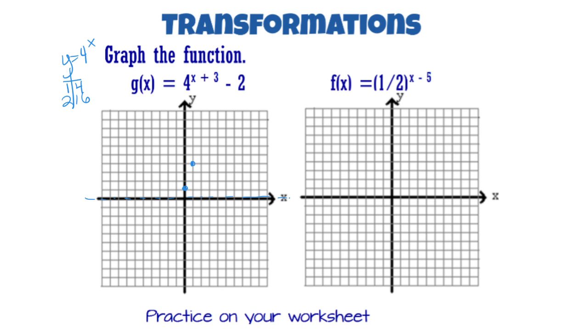All right, let's do what we got to do here. It looks like we are going to go left 3, down 2. Every point goes left 3, down 2. And the horizontal asymptote, left 3, down 2. All right, and then you just sketch that graph in there.